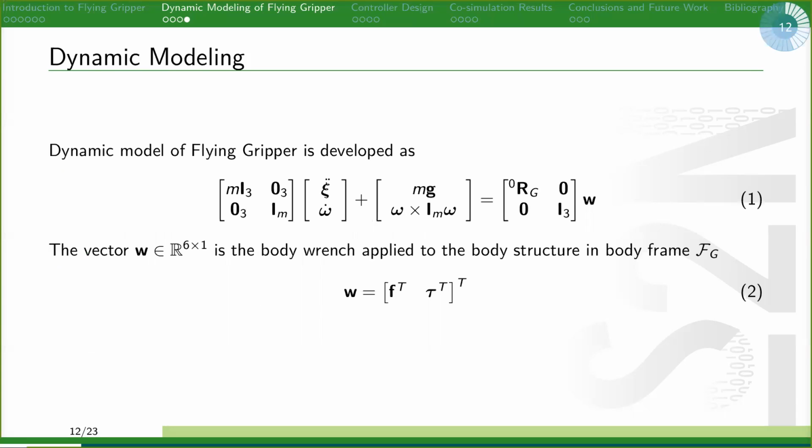We apply Newton-Euler formalism to obtain the dynamic model, which is shown in equation 1. The input of this model is a wrench applied to the body structure by all quadrotors expressed in body frame, which is represented by W.